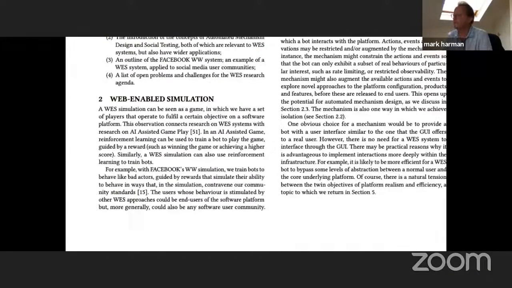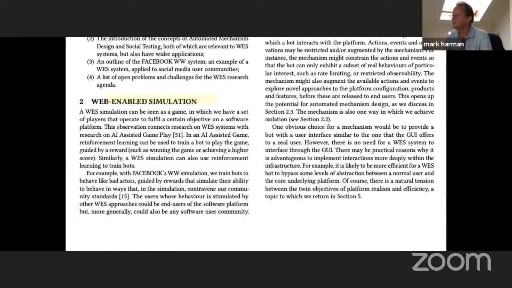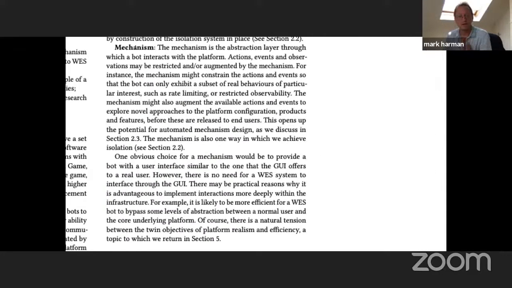Of course, in the paper, we do describe the overall approach to web-enabled simulation and introduce some terms and concepts. I'm sure others will be able to build on these and maybe even refine them and possibly refute some of them. This is our first stab at trying to characterize what it means to be a web-enabled simulation. And one thing that I think is particularly interesting, and perhaps especially for the genetic improvement community, is this idea of a mechanism. I'll come back to that later on in the talk.